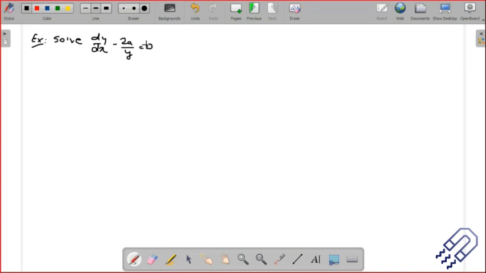2a divided by y is equal to 0. So if you really want to solve such an expression, there are a lot of techniques, and one of the most prominent techniques is separation of variables, if you remember. As I said, always make a list of techniques. Here the technique that we are going to use is separation of variable.